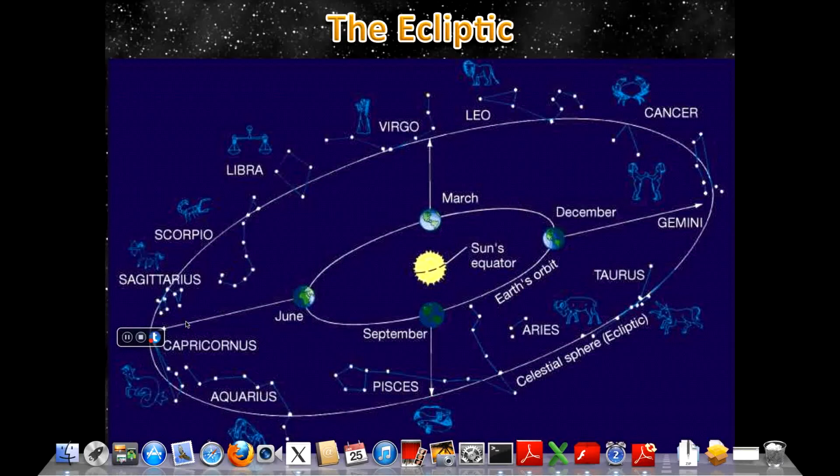So actually, the stars in Capricorn you cannot see during the month of December, and the stars that will be up in the middle of the night are Gemini. Then come March, we've moved around, so now the stars that would be on the other side of the sun would be Pisces, and the stars that we can see at night will be Virgo.